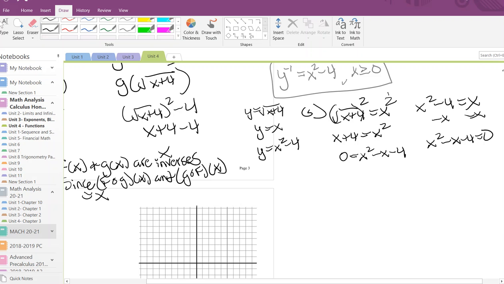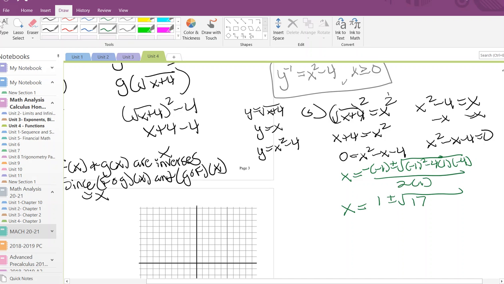Well, there are no factors of -4 that add to -1. So I have to do the quadratic formula. So the opposite of -1 plus or minus the square root of -1 squared minus 4 times 1 times -4, all over 2a. When you simplify, you get 1 plus or minus rad 17 over 2.